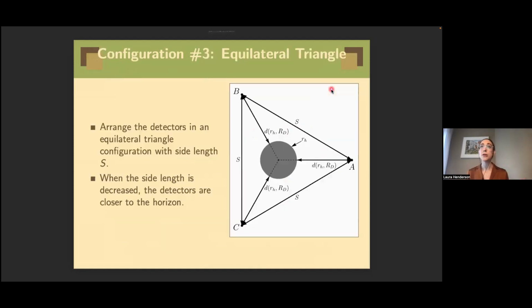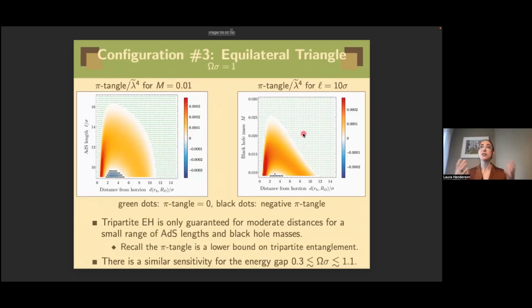And then finally, as promised, the third configuration we're considering is this equilateral triangle. It's a very symmetric configuration. What you can see here is there are only very small regions of the parameter space where you're guaranteed to have positive pi tangles, so guaranteed tripartite entanglement, from moderate detector distances from the horizon. This appears to be very sensitive to the black hole mass and the AdS length. And there's a similar sensitivity for the energy gap of the detector.